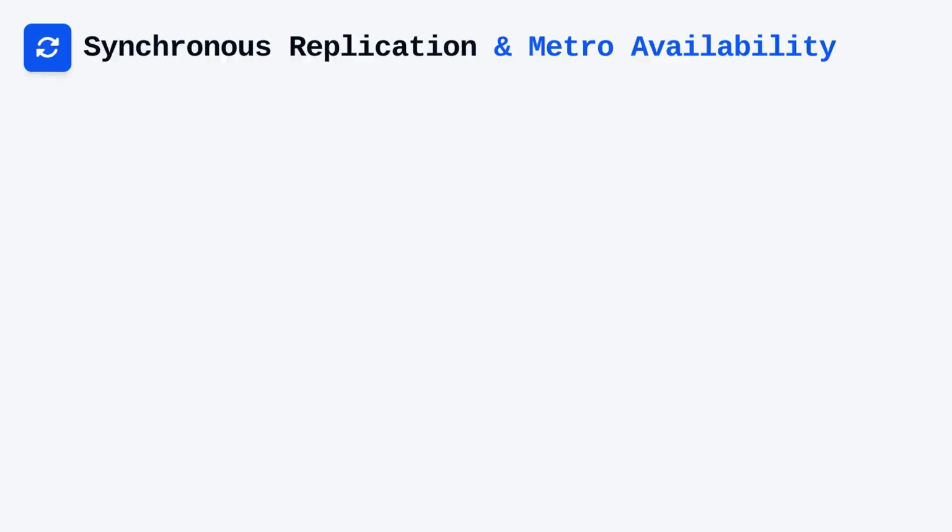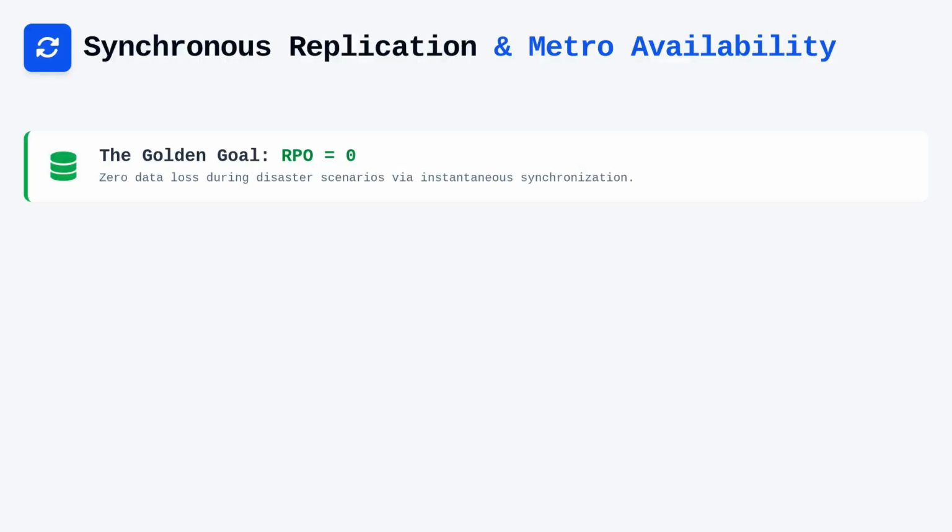While near-sync targets extremely low RPOs, synchronous replication aims for an RPO of 0, effectively meaning no data loss during a disaster scenario. This implementation generally manifests as metro availability, which requires a specific set of architectural constraints on your infrastructure. The most significant requirement is the round-trip time between the two sites, which must remain below 5 milliseconds to ensure that write acknowledgement times do not stall applications.